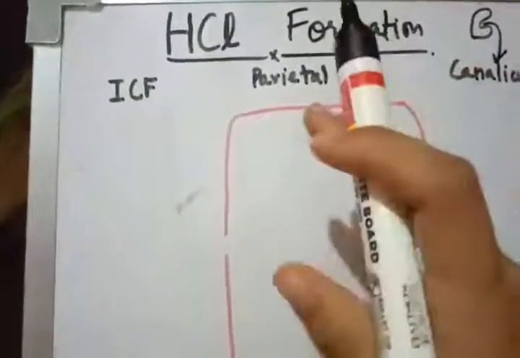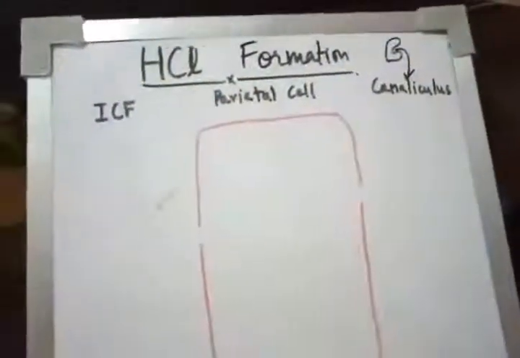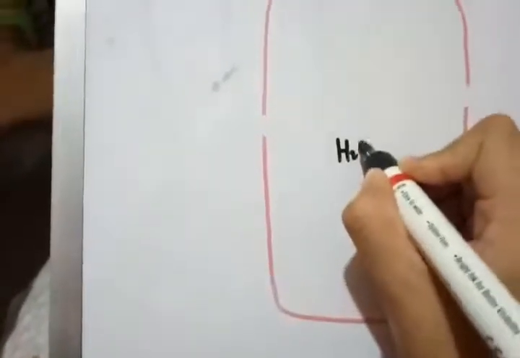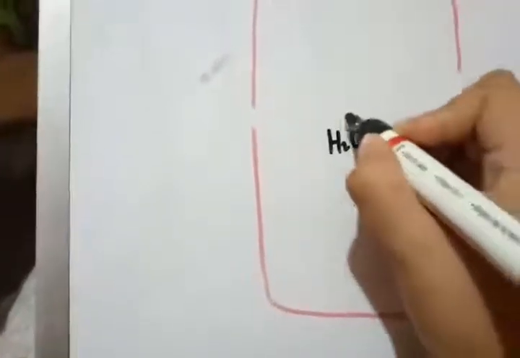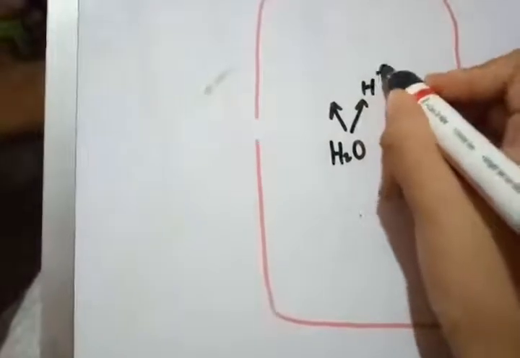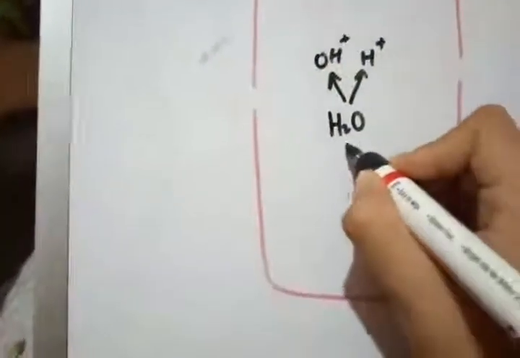Now, talking about the parietal cell. The first step in the formation of the HCl is that in the parietal cell there is water. The water is split into H plus and OH minus. This is the first step.